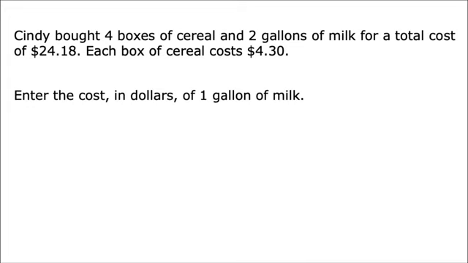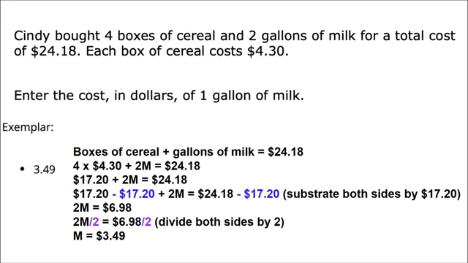Cindy bought 4 boxes of cereal and 2 gallons of milk for a total cost of $24.18. Each box of cereal costs $4.30. Enter the cost in dollars of 1 gallon of milk. I'll let you pause the video and work on this problem. Okay, now that you worked on the problem, let's see if you got the correct answer. So if you said $3.49, that is the correct answer. So how do we get to this solution?